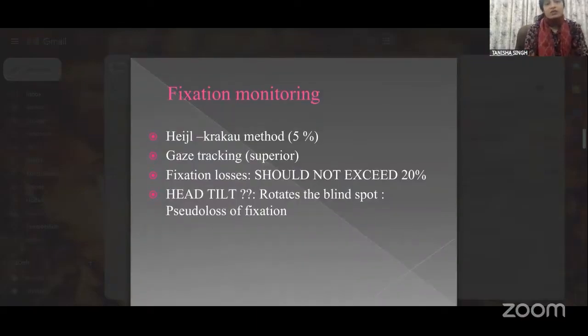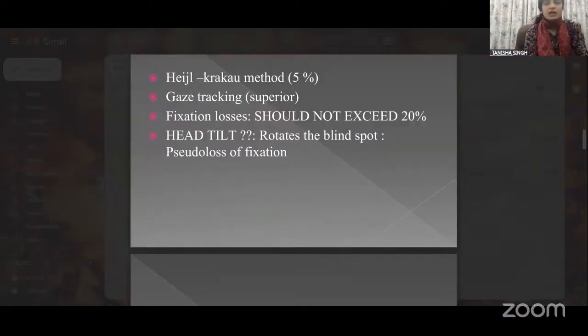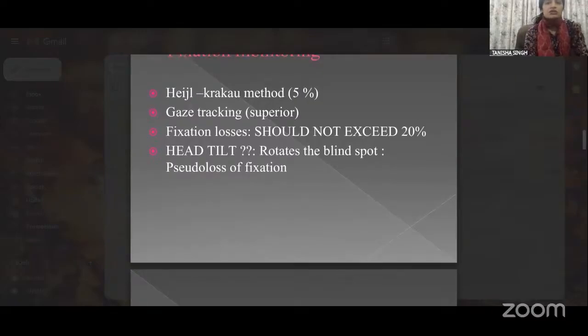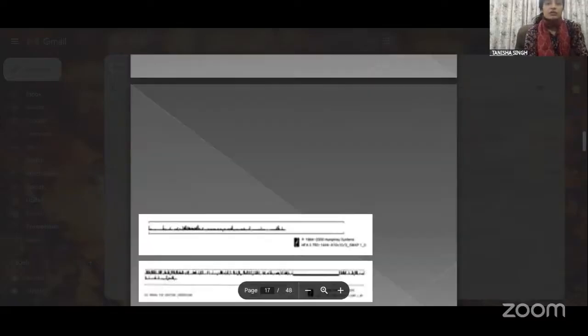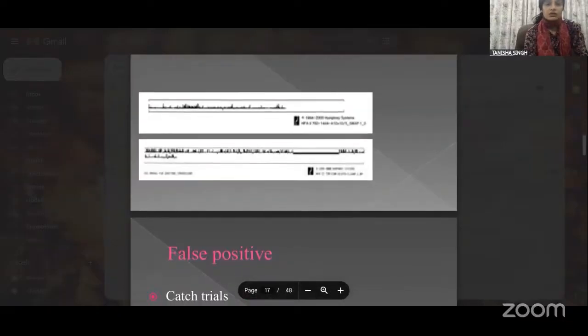The previous methods of fixation monitoring, like the Heijl-Krakau method, are not commonly used now, wherein the stimuli was projected at the blind spot from time to time by the machine to detect if the patient was shifting gaze. But now the gaze tracking is more superior software, and sometimes the head tilt can rotate the blind spot and give a pseudo loss of fixation. So the fixation losses should not exceed more than 20%. This is the gaze tracking method that is available.